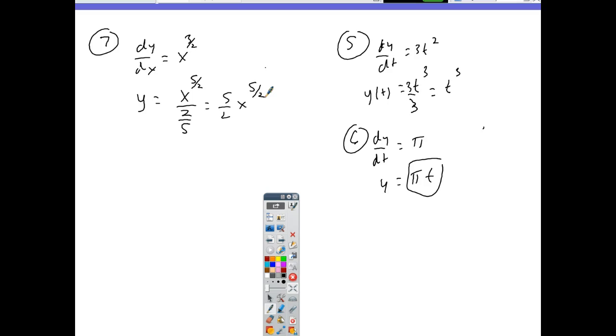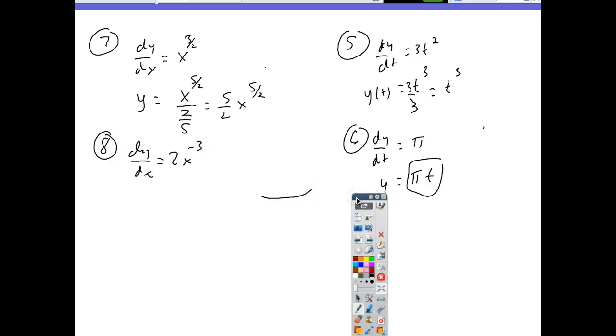Okay. And then 8, here we try 8. Now this one stumbles people. Why does it stumble people? Oh, because it's negative. It's negative, so by raising it by 1 makes it -2, right? So this becomes 2x to the -2 divided by -2. Okay. Which gives me -x to the -2. Fair.